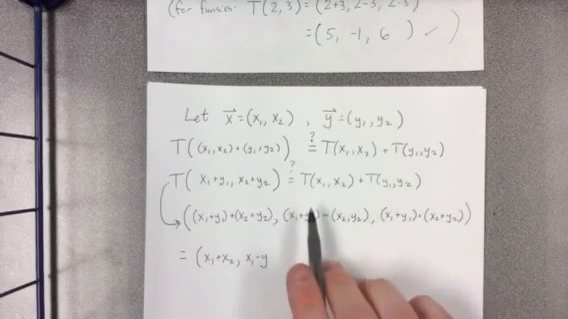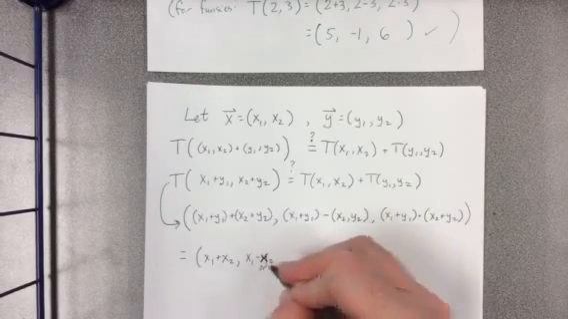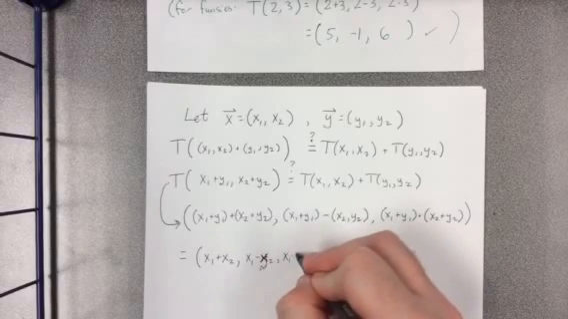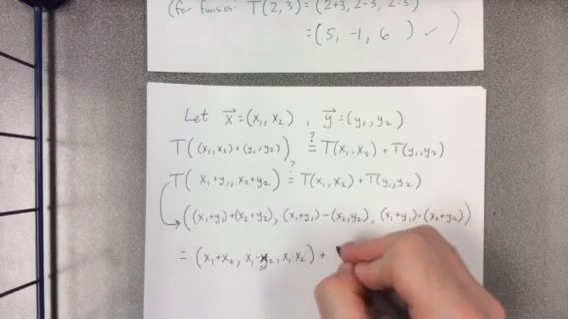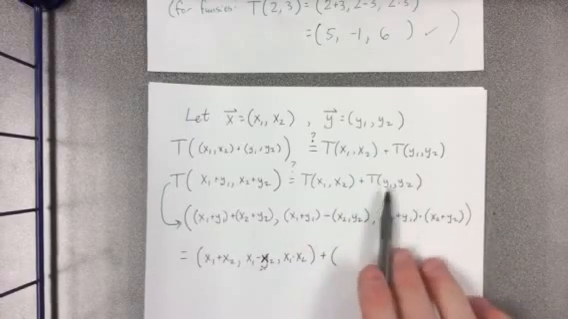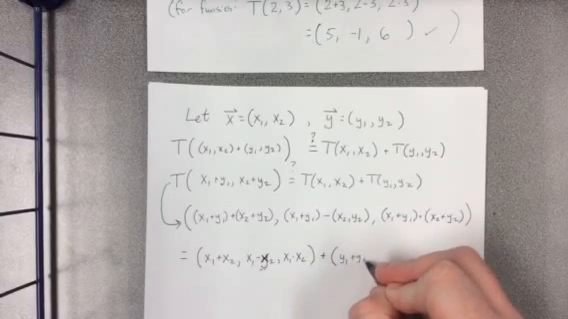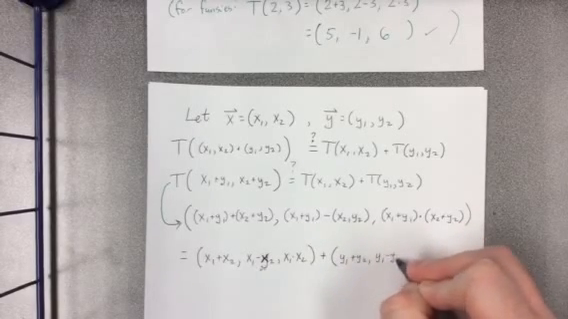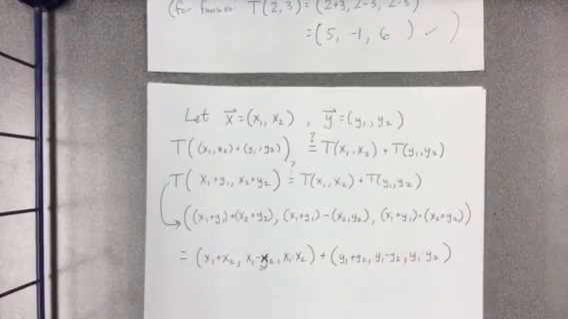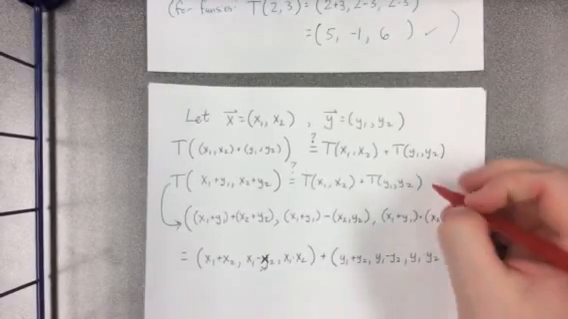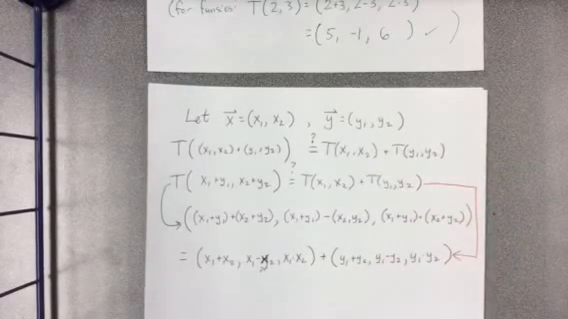Wait, no, x2, sorry about that. And then x1 times x2. Then we are adding to that the same thing for the transformation of y1. That'll be y1 plus y2, y1 minus y2, followed by y1 times y2. So that was the right-hand side after it had gone through the transformations.